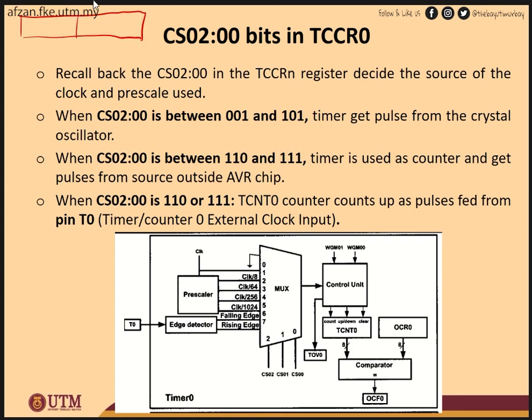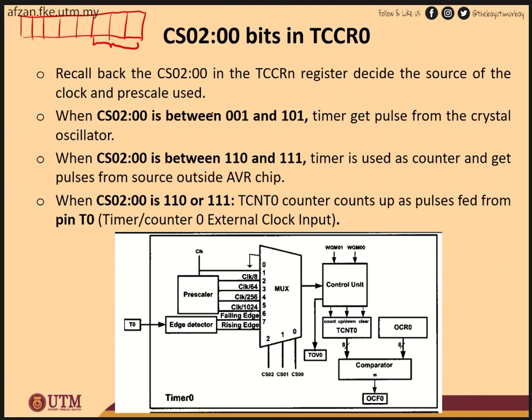Whether it's TCCR 0 or TCCR 1, both are the same. The last 3 bits here are used for the prescaler. Apart from the prescale, you can use these last 3 bits to select whether you're going to use it as a counter register.